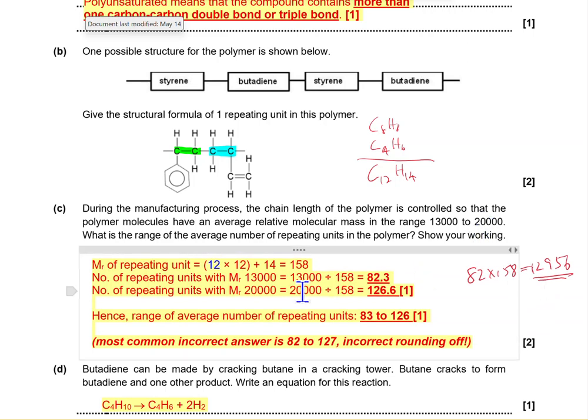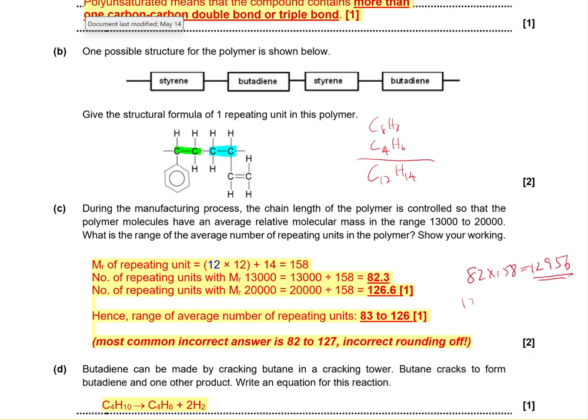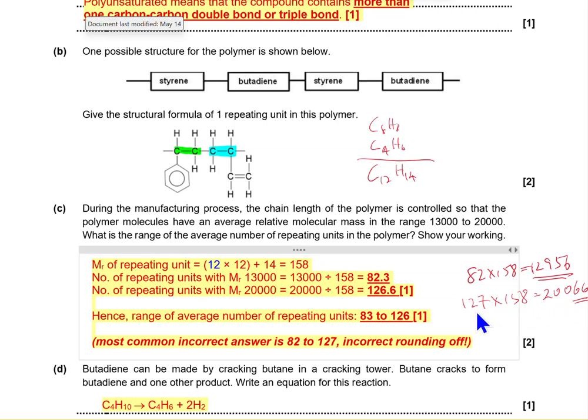Okay. Likewise, for 20,000 divided by 158, this is 126.6. Now, if we round to 127, naturally you want to round up, right? Because of the 0.6, so it's 127. But if you multiply 127 times 158, you will get 20,066. It exceeded. But we want only up to 20,000. So we cannot use 127, you can use up to 126 only, because 127 will be out of the range. So in this case, our range is 83 to 126.